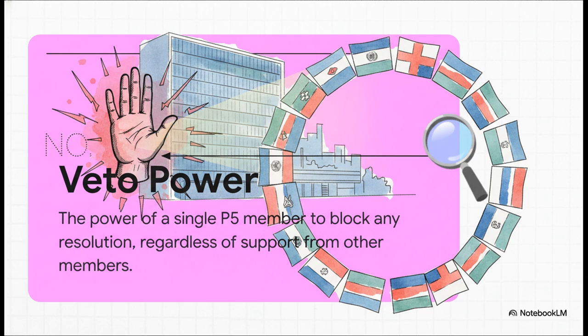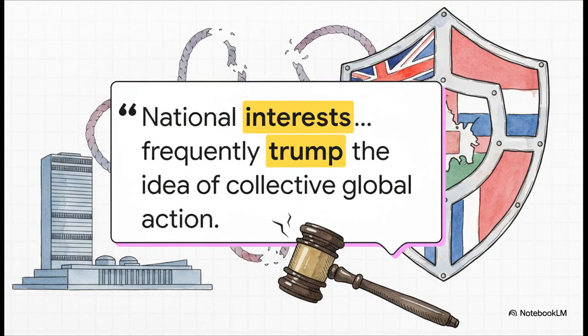Well, it's pretty simple. The veto gives any one of those 5 permanent members the power to single-handedly kill any major resolution. It doesn't matter if the other 14 members all vote yes. If just one P5 member says no, the resolution is dead, gone. And you can probably see the huge built-in problem here, right? The whole idea of the UN is based on this ideal of collective action, of everyone working together for the greater good. But the veto basically ensures that when push comes to shove, the national interests of just one of the world's most powerful countries can bring everything to a grinding halt.